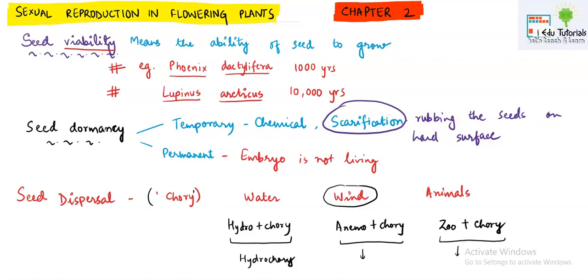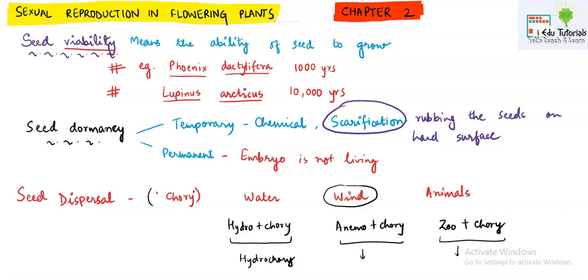Zooquery happens because it takes help from the animals only. Some seeds have hooks or spines which help in clinging to the surface of the animals. So once animals visit the plants for grazing, seeds with the help of hooks cling to their body, and when the animal moves from one place to another, these seeds fall down and they germinate, and then a new plant is formed.